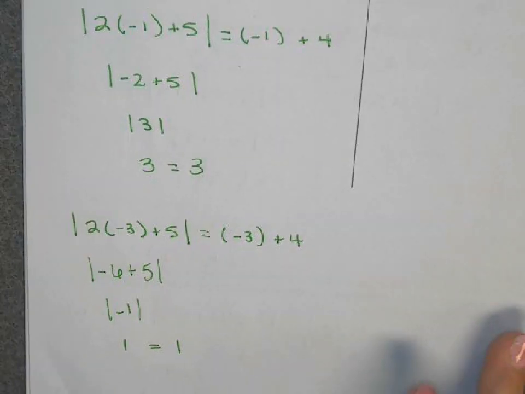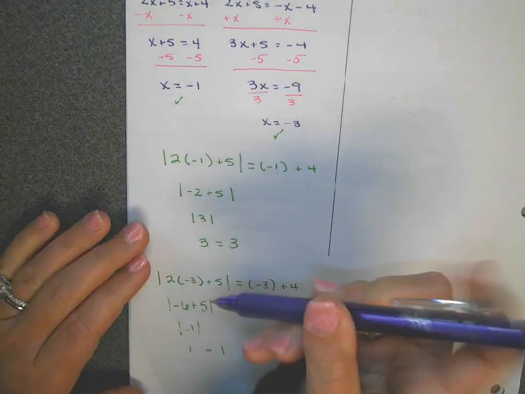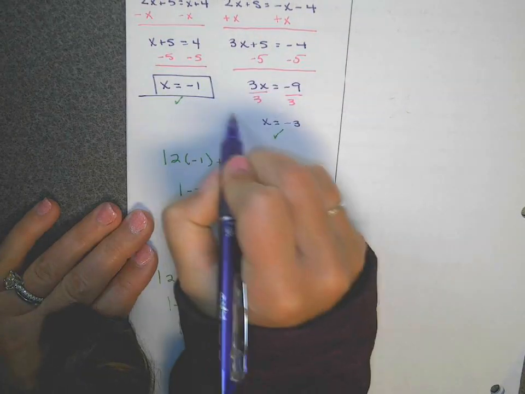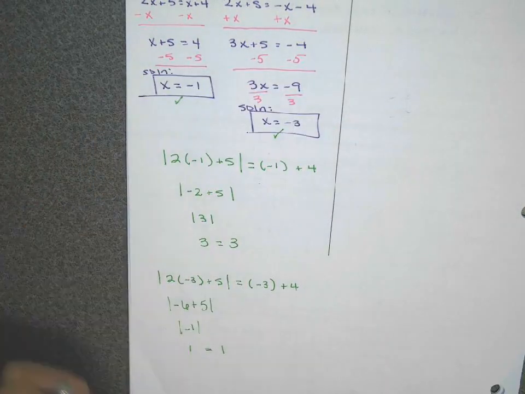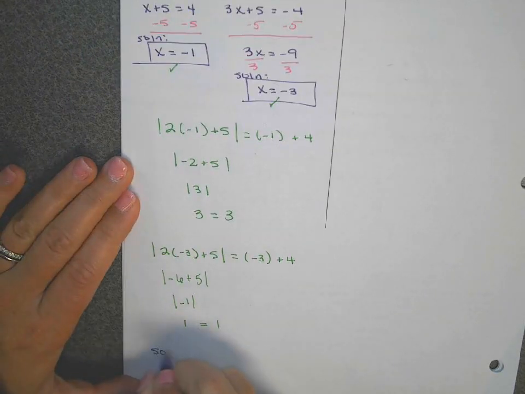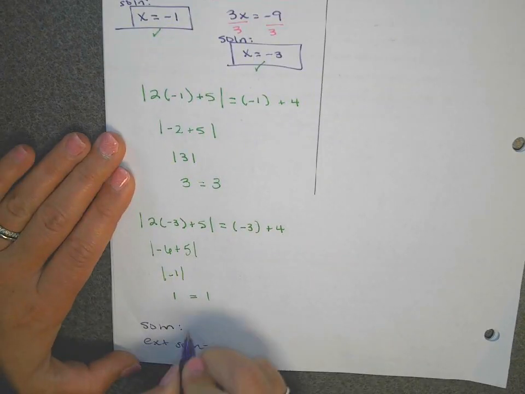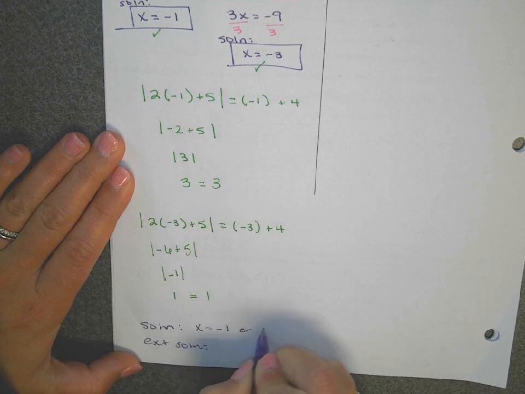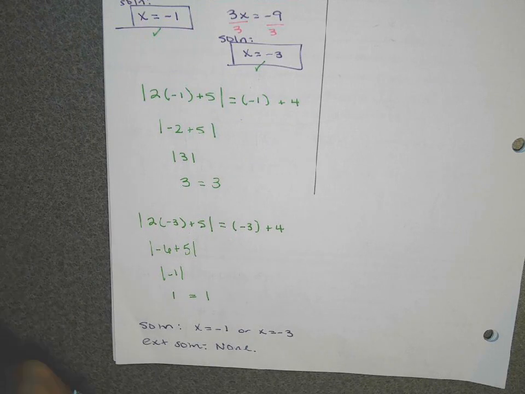Just because there could be an extraneous solution does not mean there has to be an extraneous solution. So this is a solution, and this is a solution. They're both solutions in this case, and I don't have any extraneous. So on my quiz, when it would have my solution line and my extraneous solution line, I would write x equals -1 or x equals -3, and I would write none on the extraneous solution because I didn't find any that were extraneous. Both of those worked, both of them were solutions.